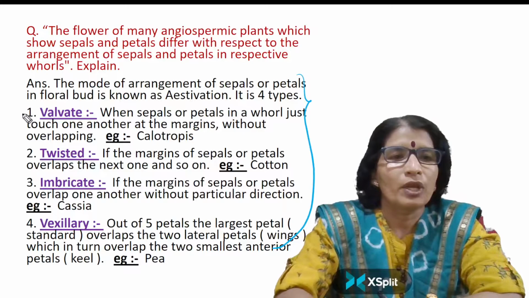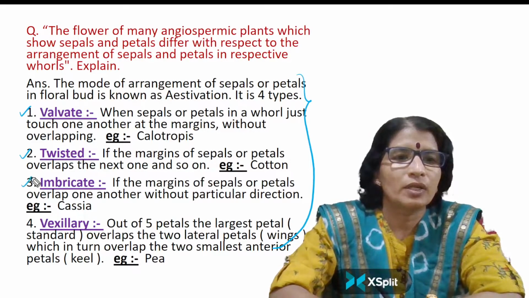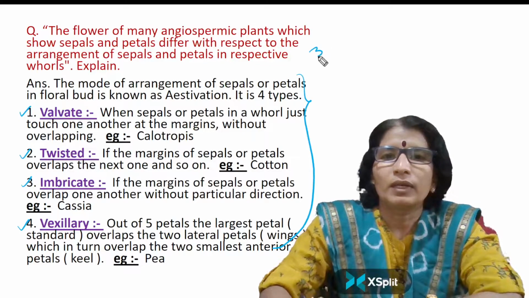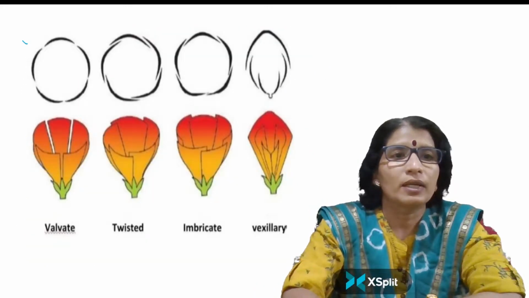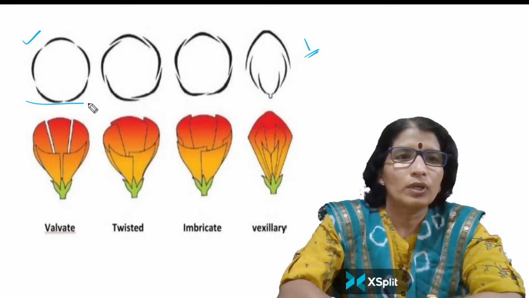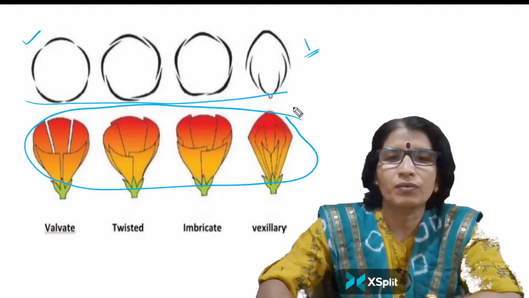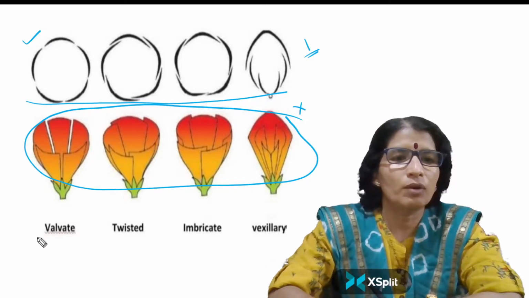In the description, you have to write about valvate, twisted, imbricate, and vexillary types of aestivation. For this description, you will get 3 marks. And by drawing these diagrams, you will get 1 mark. These diagrams only you have to draw. No need to draw these diagrams. These diagrams I have given only for understanding. And at the same time, you have to write the labeling.